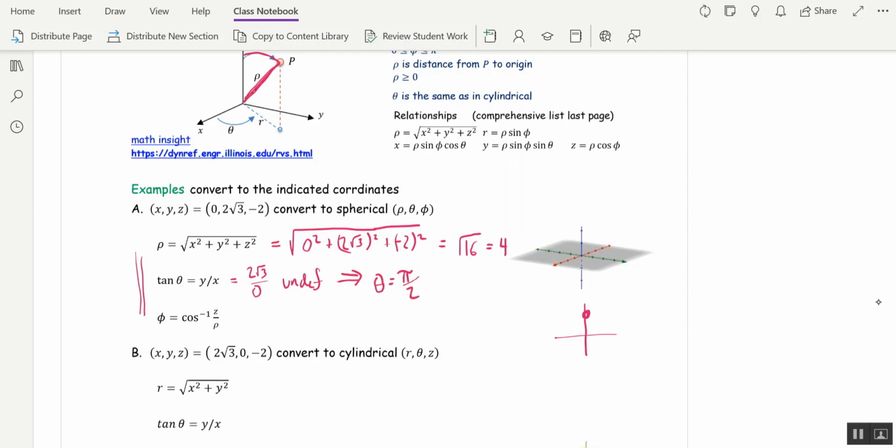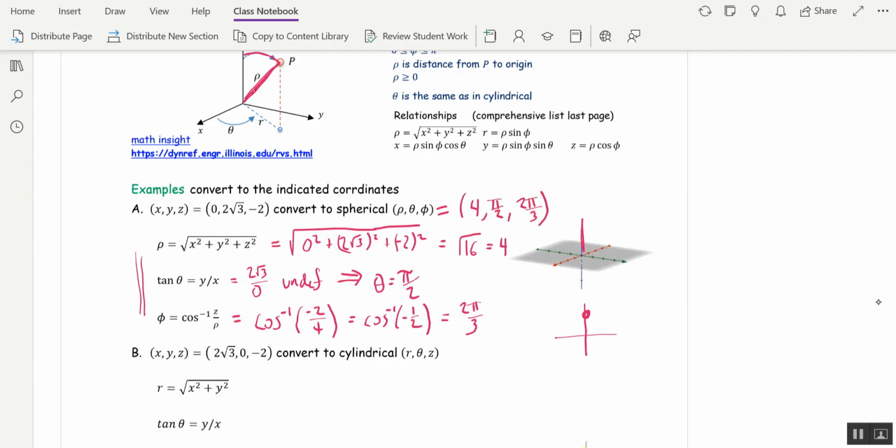Phi is cosine inverse of z over rho. That's why you have to find rho before you can find phi. So this is cosine inverse of z, negative 2, over rho, which is 4. So cosine inverse of negative 1/2, which is 2 pi over 3. So our spherical coordinates, I'll put up here, equal rho theta phi, equal 4, pi over 2, 2 pi over 3.